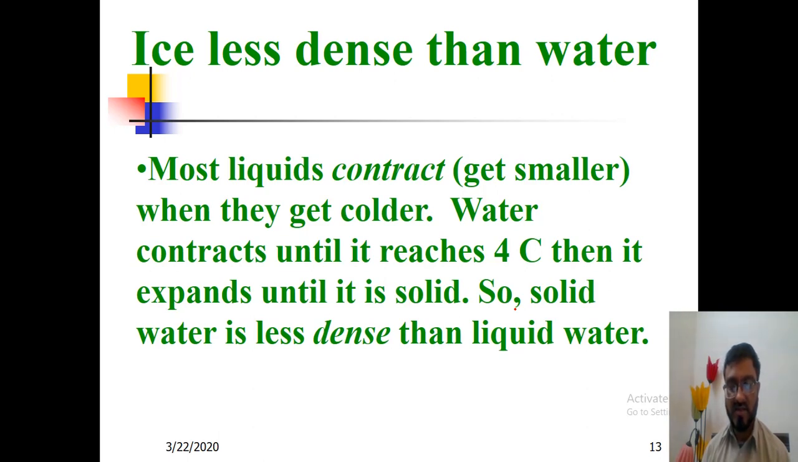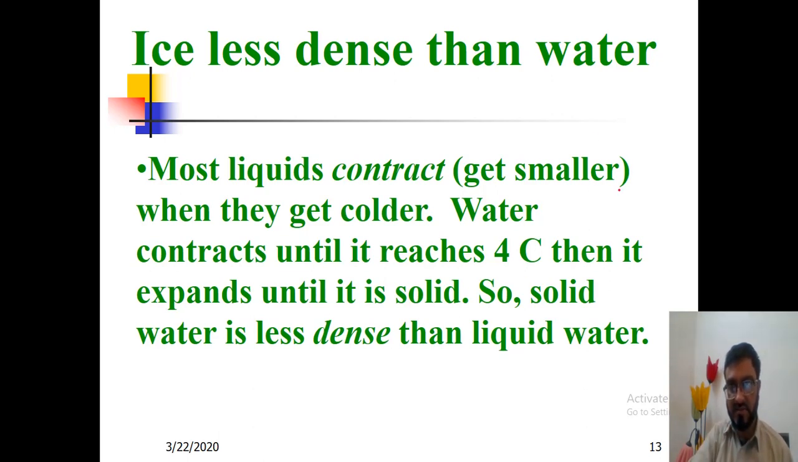Water has a unique property. Water follows the same rule that it contracts when it is getting cooler, but it contracts only up to 4 degrees centigrade. Below 4 degrees centigrade, it tries to expand, until it becomes solid at 0 degrees centigrade. So solid water is less dense.